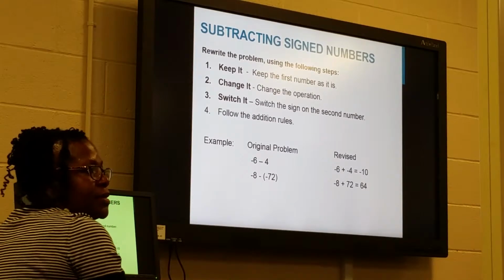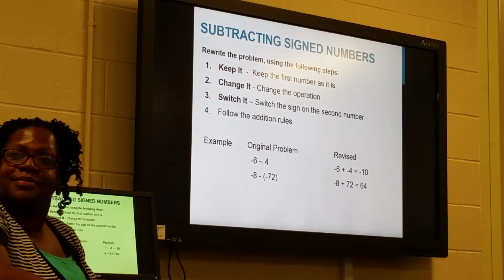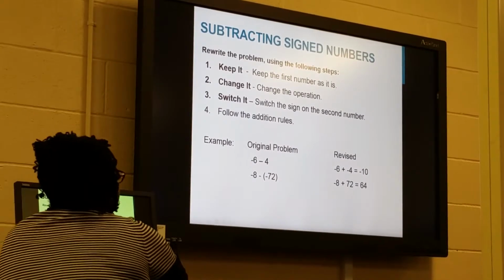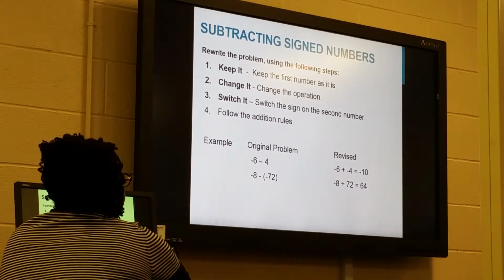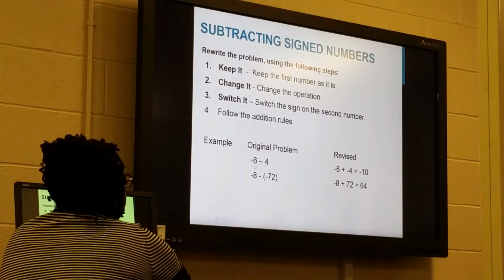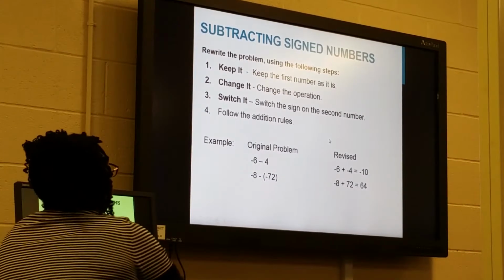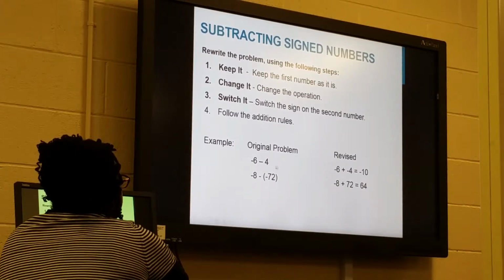Okay, let's practice. So repeat that again. Negative 6 right here. We keep it the same. Keep that number the same, don't change it. Then we change the operation. It was a minus, but we changed it to a plus. Okay? Then we switch the sign of the second number. This 4 was a positive.